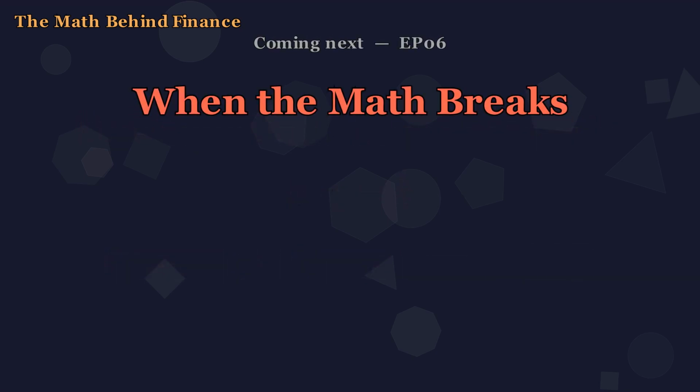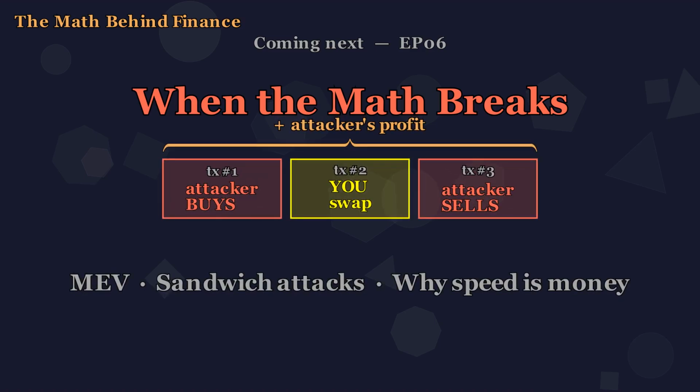But every curve has a dark side. Next episode, what happens when the math breaks? MEV, sandwich attacks, and why speed is money on chain. The slippage curve from section 3, exploited, ordered, extracted.